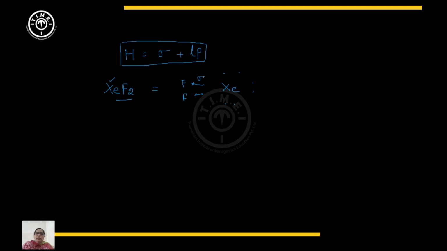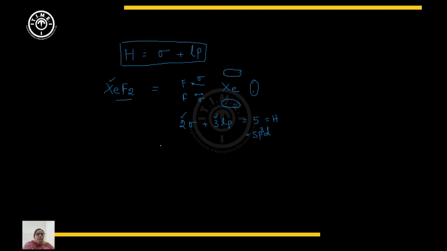All single bonds are sigma bonds. This is sigma and this is the sigma bond. And the remaining 6 electrons form 3 lone pairs. So on xenon, we have 2 sigma bonds plus 3 lone pairs. So we have to add these numbers. So 2 plus 3 is equal to 5. So this is the value of H. So it is sp3d hybridization.